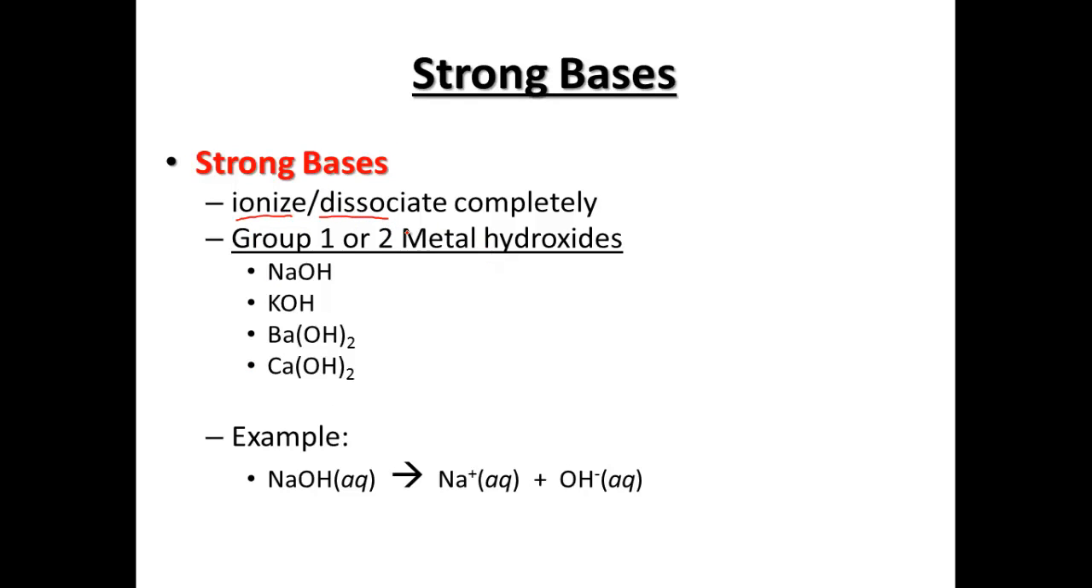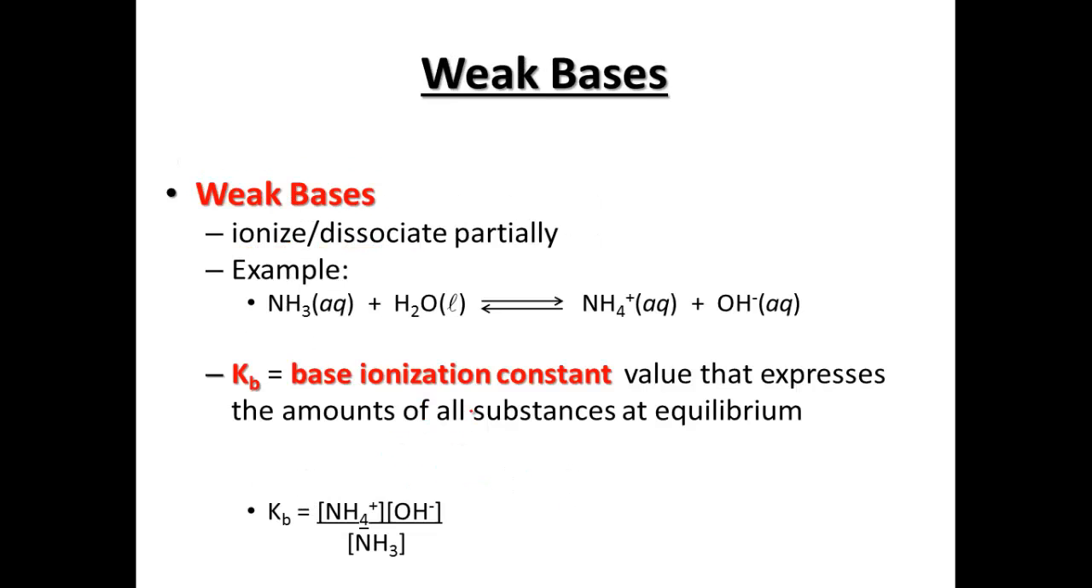And I'd like you to include the idea that all of our group 1 and group 2 metals with the hydroxide ion attached are strong bases. So like sodium hydroxide, potassium hydroxide, barium hydroxide, calcium hydroxide. Example of this, sodium hydroxide is going to produce all sodium ions and hydroxide ions. So we have the one direction arrow.